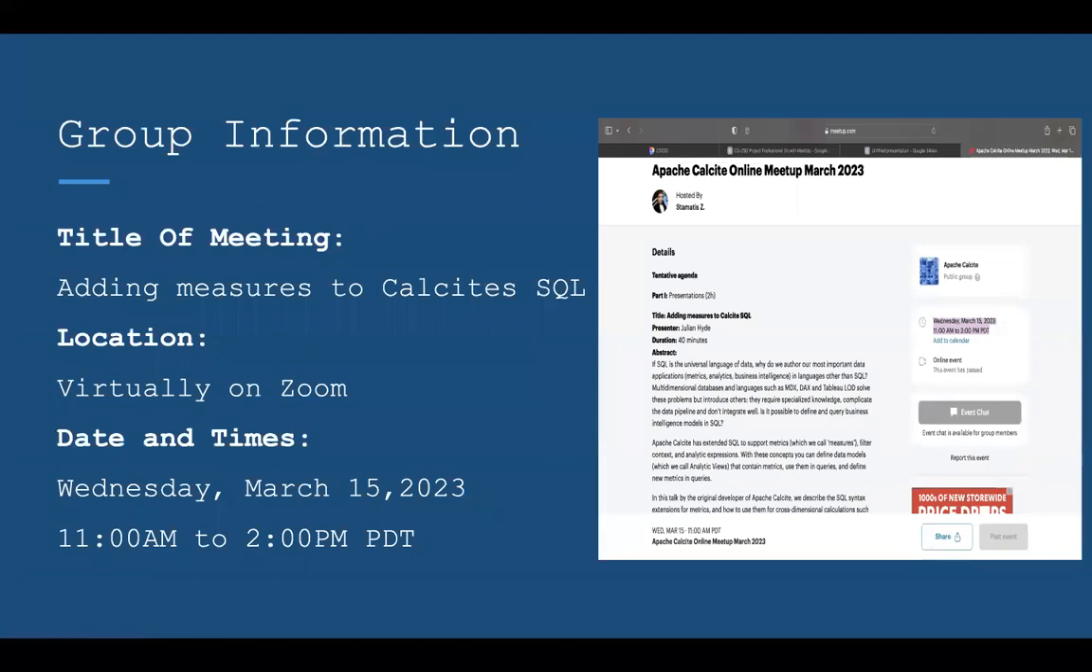So, group information. The title of the meeting was adding measures to the Calcite SQL. There were three sub parts in this meeting. I attended two of them, which was nearly 1.5 hours. But for this one, I'm mainly concentrating on part one, adding measures to the Calcite SQL, which was about 1 hour and held virtually online on Zoom.